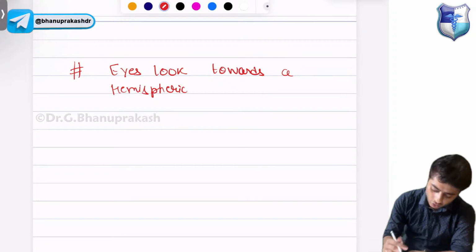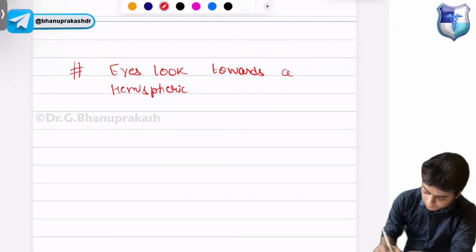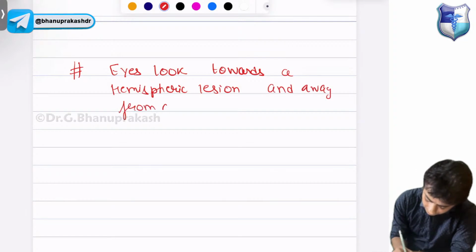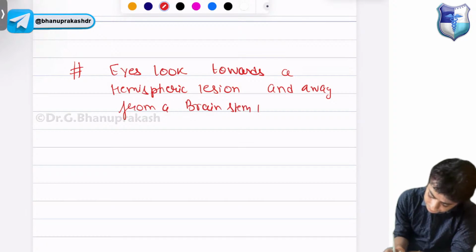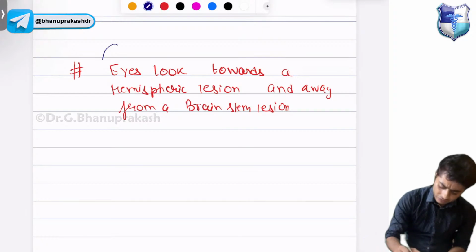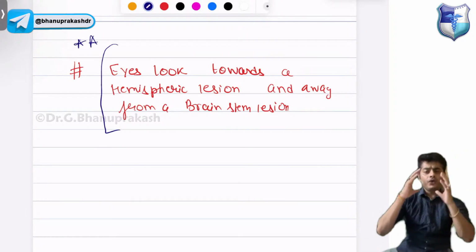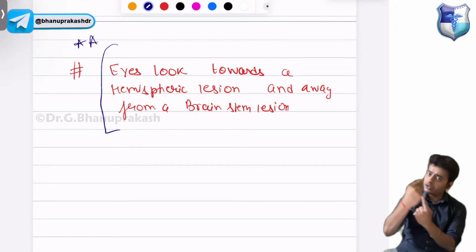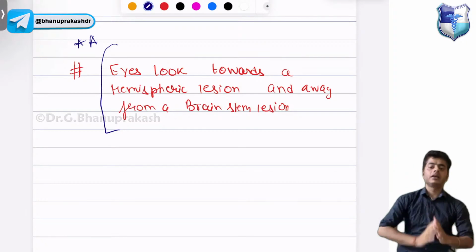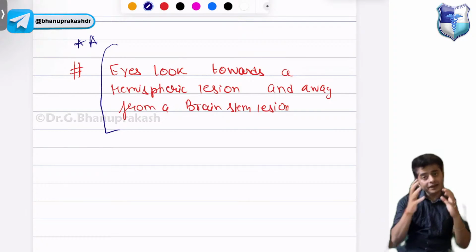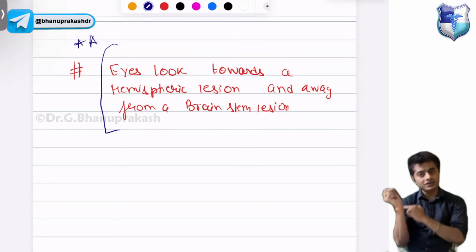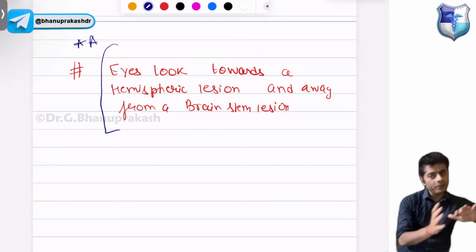Okay, Rishali. So the eyes look towards a hemispheric lesion and away from a brainstem lesion. What does it mean? This is one of the important concepts in neurology. When there is a lesion in your hemisphere, the eyes will look at that lesion. Suppose I am having a right stroke, so my eyes will move towards the right. And when I am having a brainstem lesion, my eyes will shift towards the left. So this is a saying in neurology that the eyes look towards the site of a hemispheric lesion and away from a brainstem lesion.